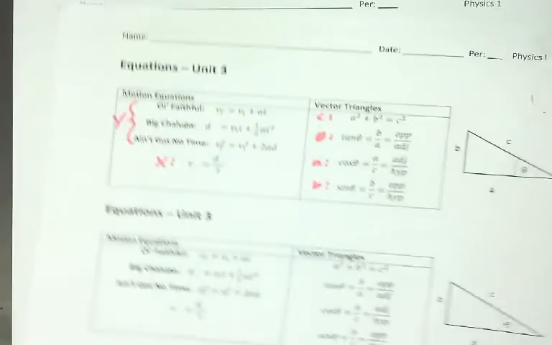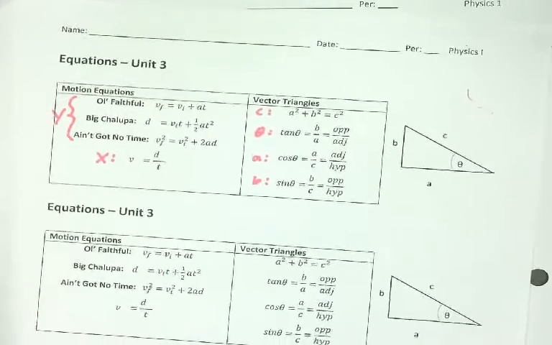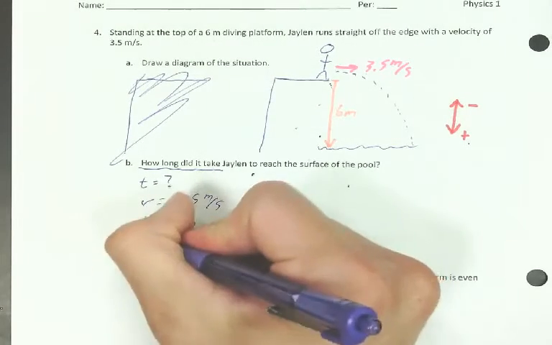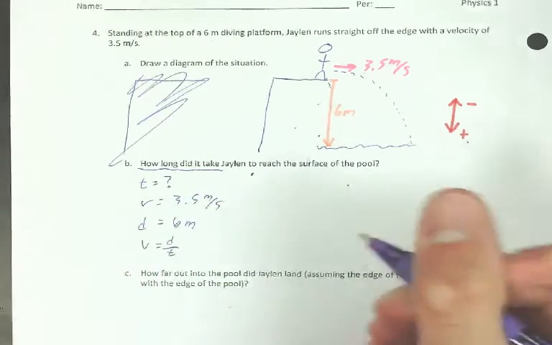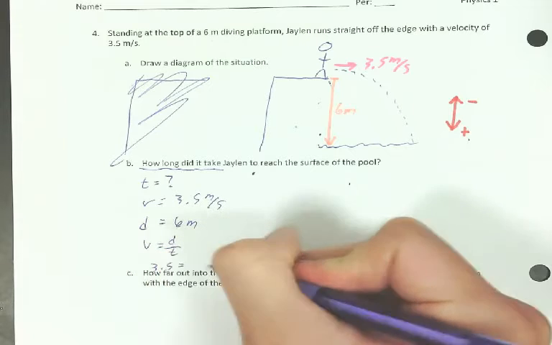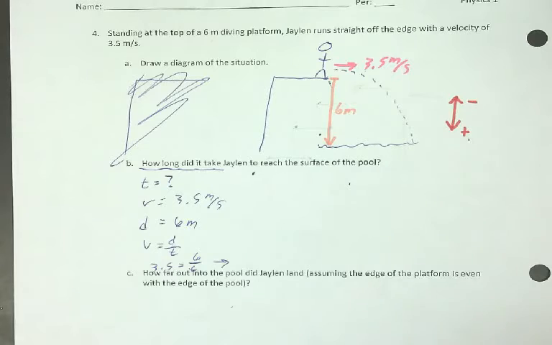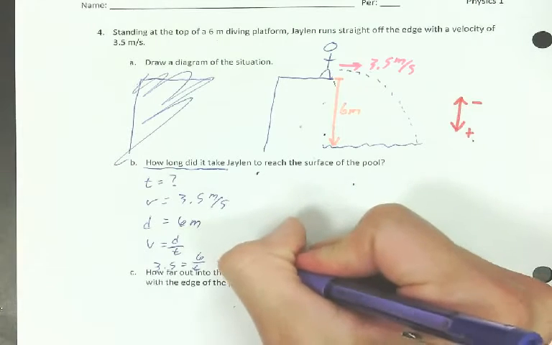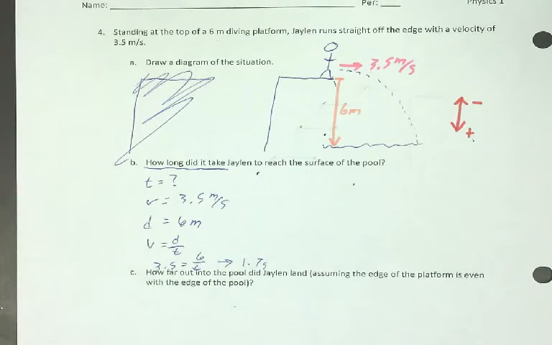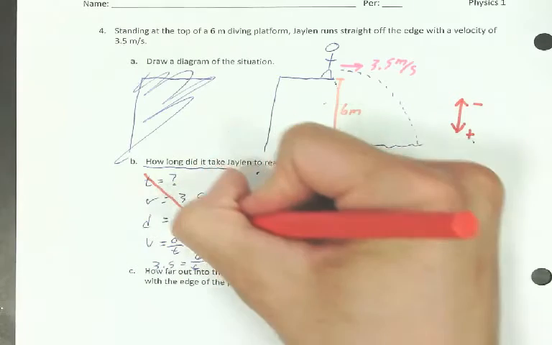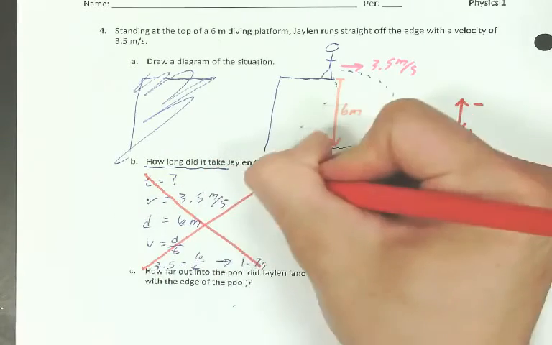and I'm looking at these equations and I'm saying to myself, oh, v equals d over t. So 3.5 equals 6 over t. If you solve that, you're going to get an answer for t. You're going to get 1.7 for t. However, this is wrong. And I did it wrong on purpose, because I want you to see what will not work.